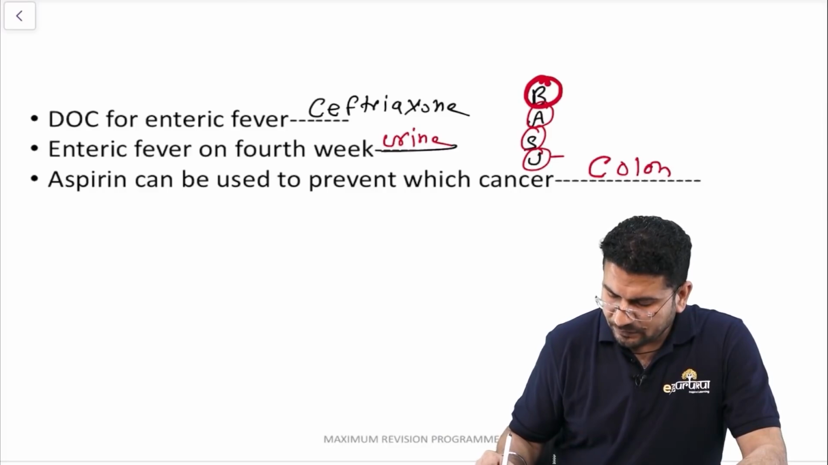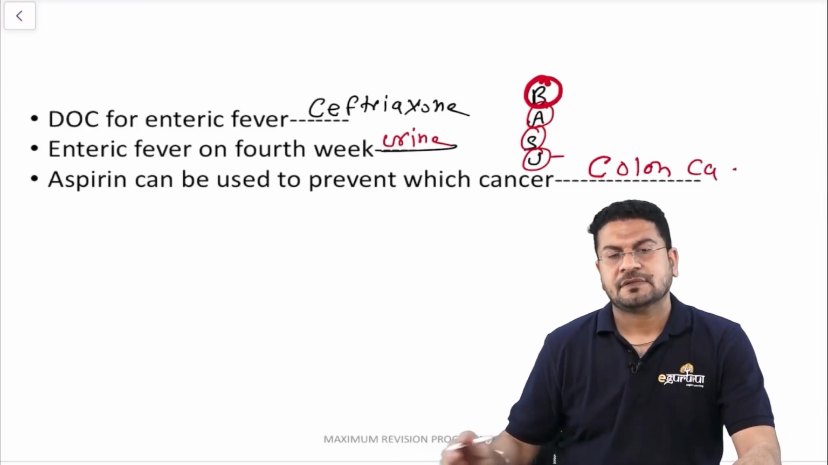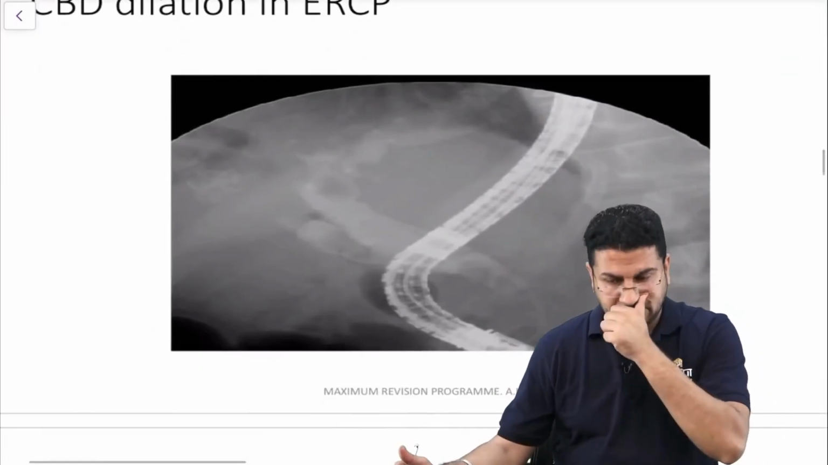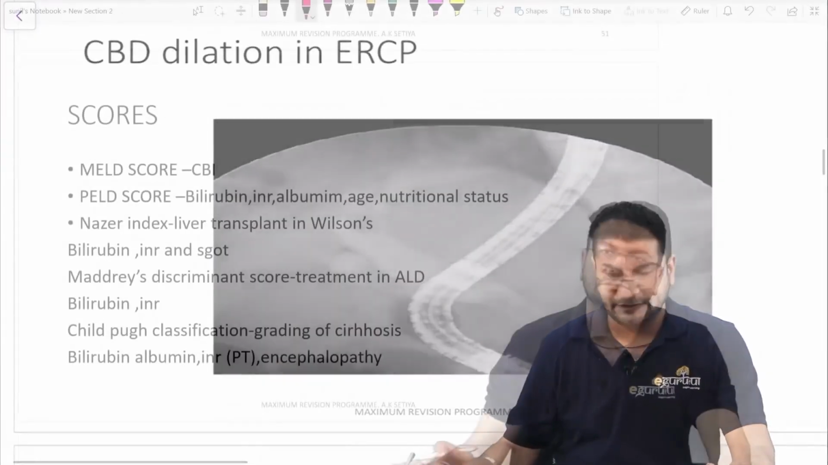Aspirin can be used to prevent which cancer? Colon cancer. Aspirin can be used to prevent colon cancer. So this is an image that they can ask you in exam. It is CBD dilatation in ERCP.